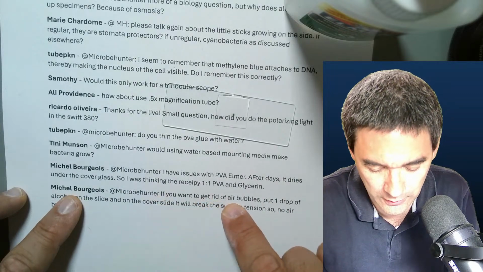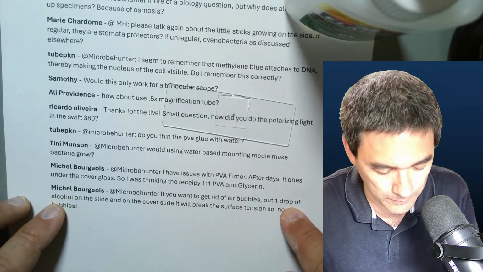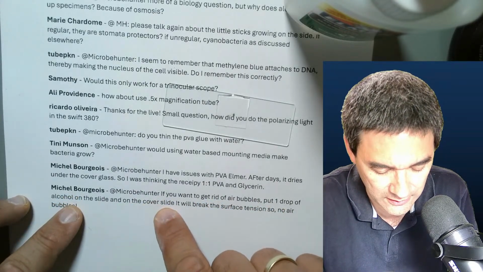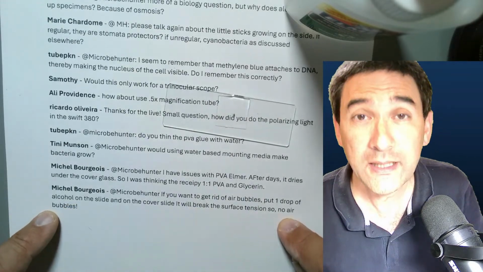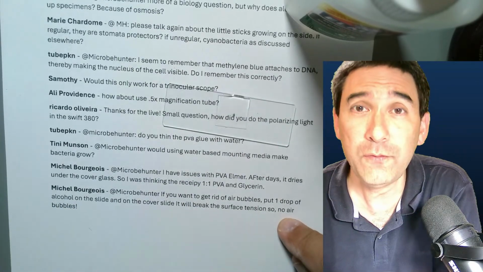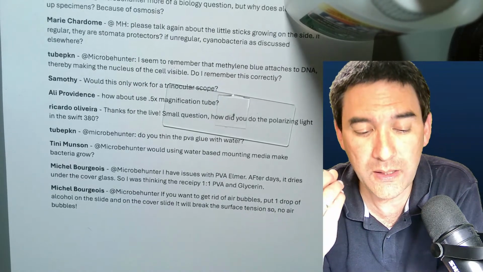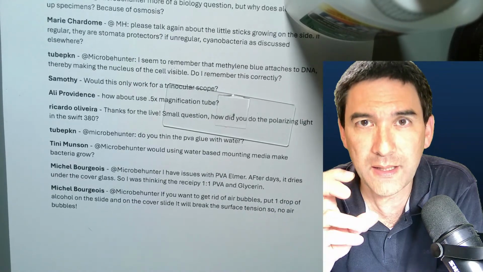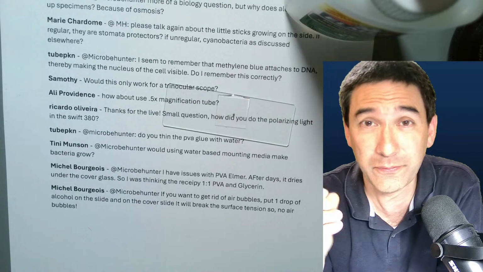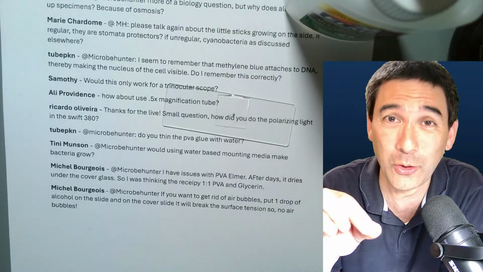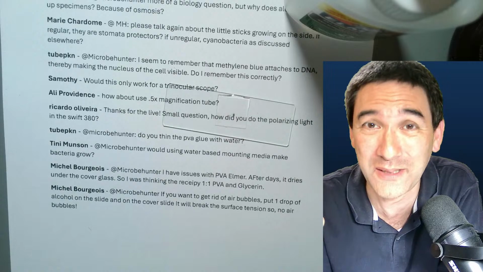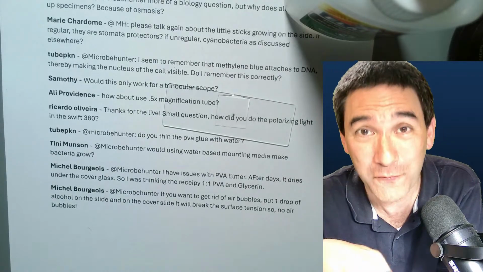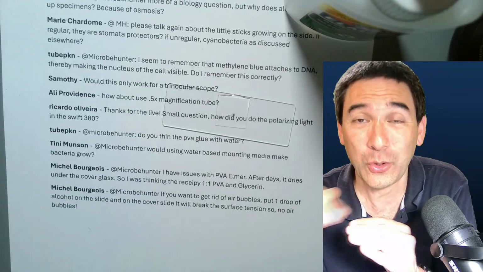If you want to get rid of the air bubbles, put one drop of alcohol on the slide and the cover slip, it will break the surface tension, so no air bubbles. That's correct. As a matter of fact, it's kind of interesting: if you put a specimen that is moist and then add some alcohol on top of it, all of a sudden you're able to see air bubbles forming under the microscope. Apparently it's not only the surface tension. The alcohol will break the surface tension.